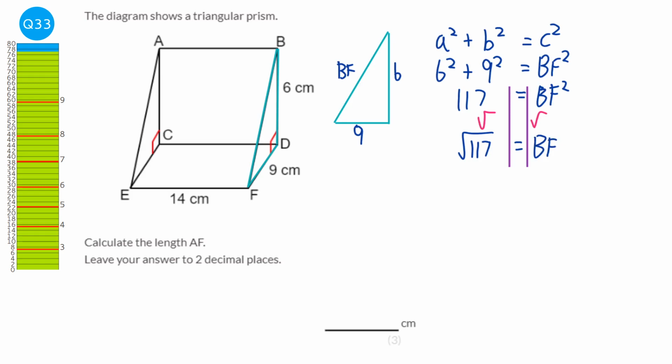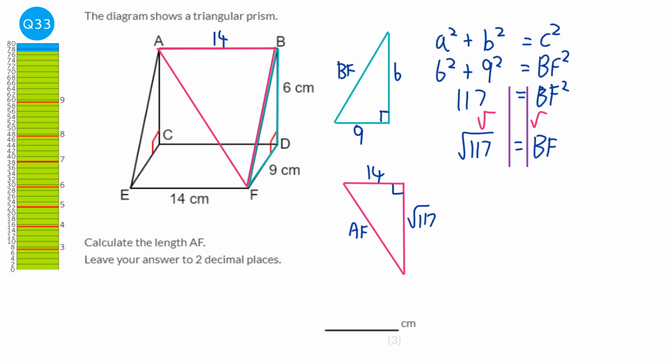Okay, the actual length that we want is AF, which is this one here. I'm going to create the right angle triangle using this bit here, so let's draw that out. Now the top bit is AB, which is the same as the bottom, EF. It's going to be 14. Then the BF we've just found is root 117, and we're looking for AF. And this is the right angle. I didn't show the right angle on the other one, but it should be there.